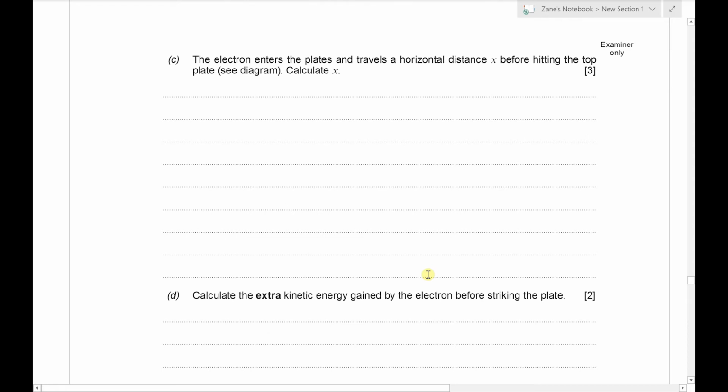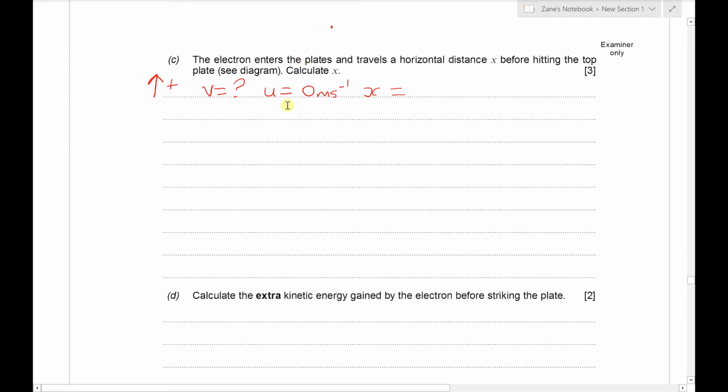Next, we're told that the electron enters the plates and travels a horizontal distance x before hitting the top plate, see the diagram. We've got to calculate x. What we're going to do here is treat this as we would a projectiles question from AS Physics. If we're looking at the vertical direction, if we take upwards as positive just for argument's sake, and think about what we know. We don't know the final velocity of the electron. Vertically, the electron is moving with an initial velocity of 0. Even though it's moving horizontally at 8 times 10 to the 7 meters per second, its vertical initial velocity is 0.